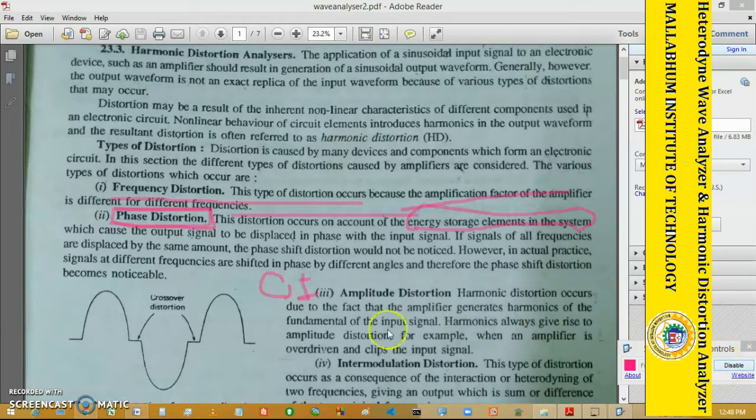Next, amplitude distortion. Amplitude distortion means whatever amplitude you expect, the desired output cannot be obtained, and we may get a signal like that. So this is your amplitude distortion.